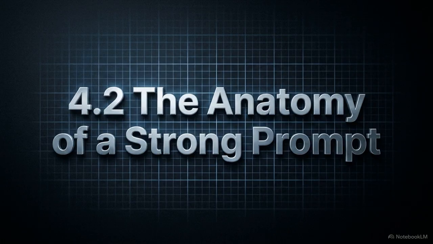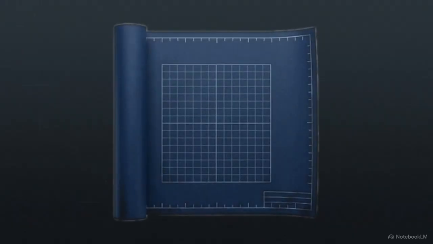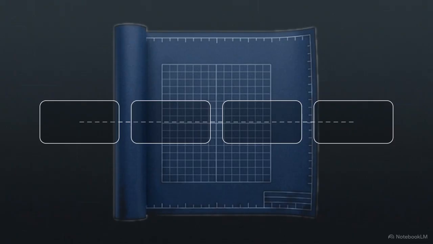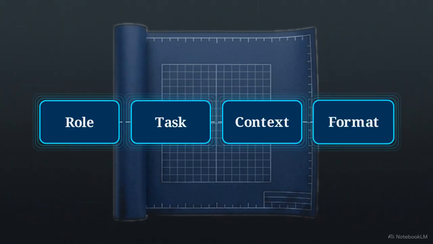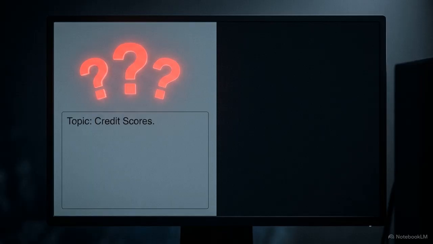So, how do we write an effective instruction? In Section 4.2, we see that useful prompts do not need to be complicated. They just need a solid structure. A highly reliable blueprint for this structure is a simple 4-part recipe: role, task, context, and format. Let's look at a baseline example. A typical vague request might be, tell me about credit scores. This leaves the AI guessing about who you are, what level of detail you want, and how the answer should look.